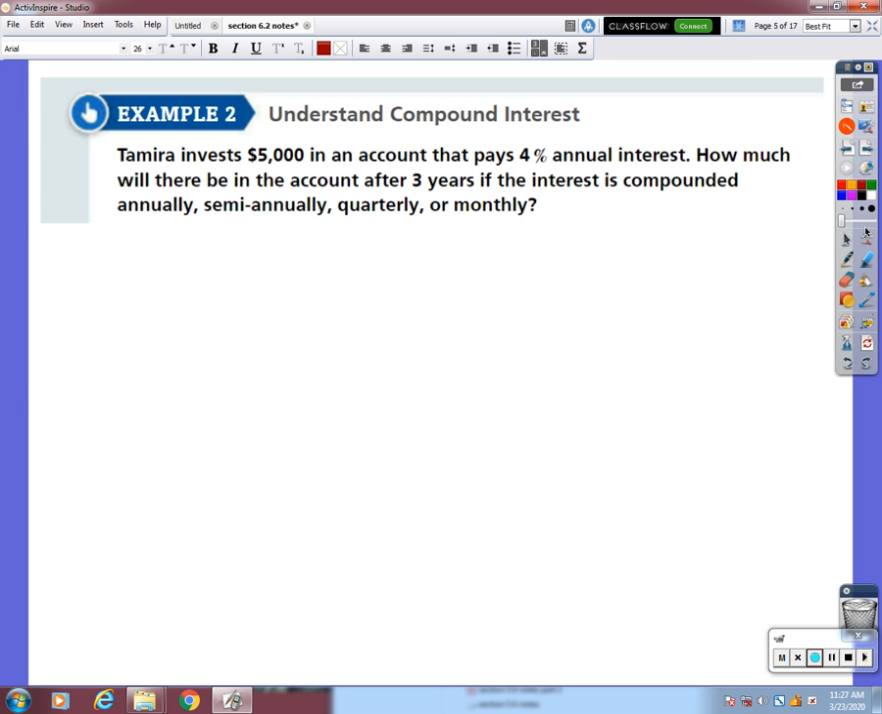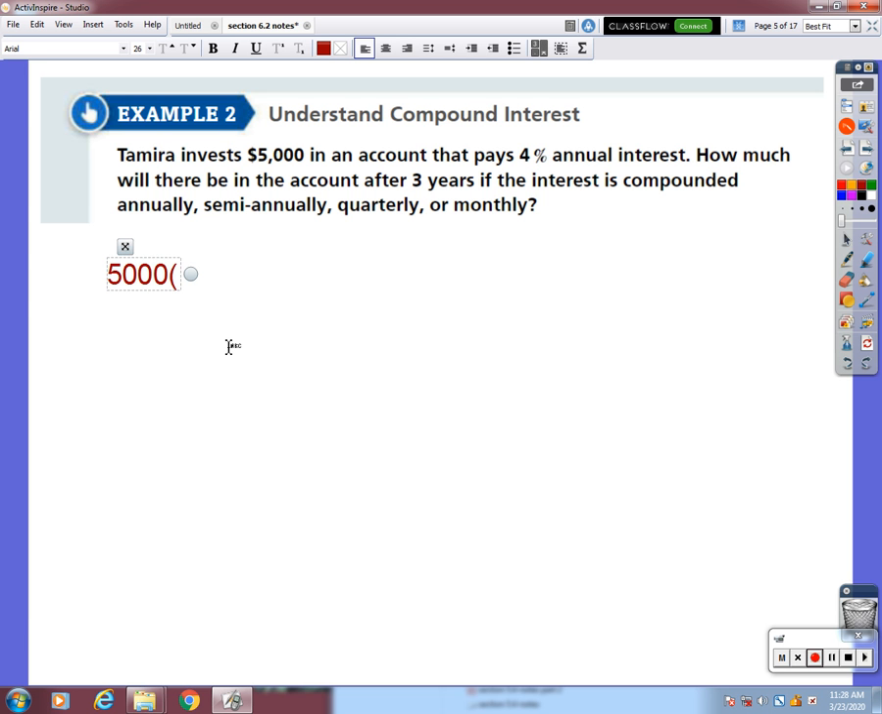All right, so let's get into the good stuff. Let's make some money. So it says, Tamira invests $5,000 in an account that pays 4% annual interest. How much will there be in the account after 3 years if the interest is compounded annually, semi-annually, quarterly, or monthly? All right, so annually first, that's the easy one.